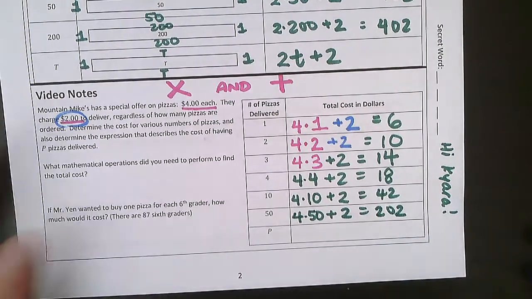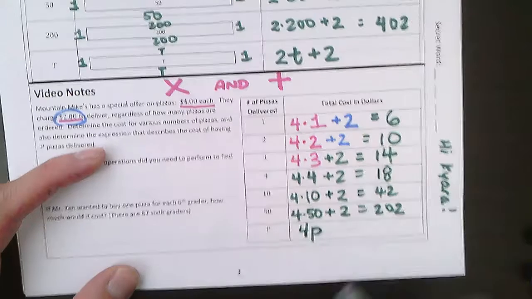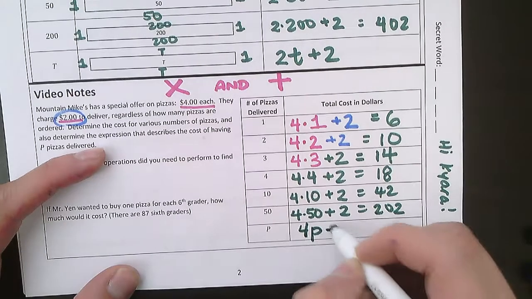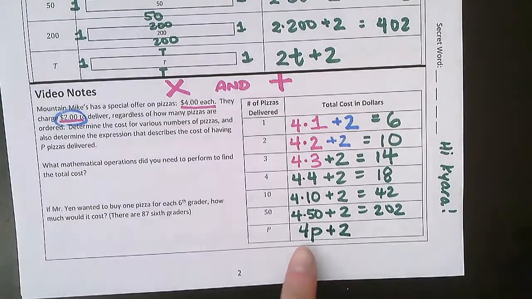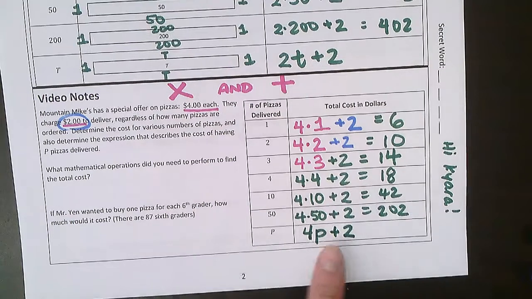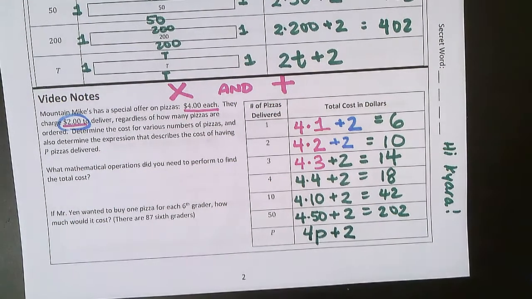So if we have P pizzas, the way that we can write this is 4 times P, which is 4P, plus the delivery fee, which is $2. And we can use this expression right here to figure out any number of pizzas. If you got that, 3 gold stars for you.